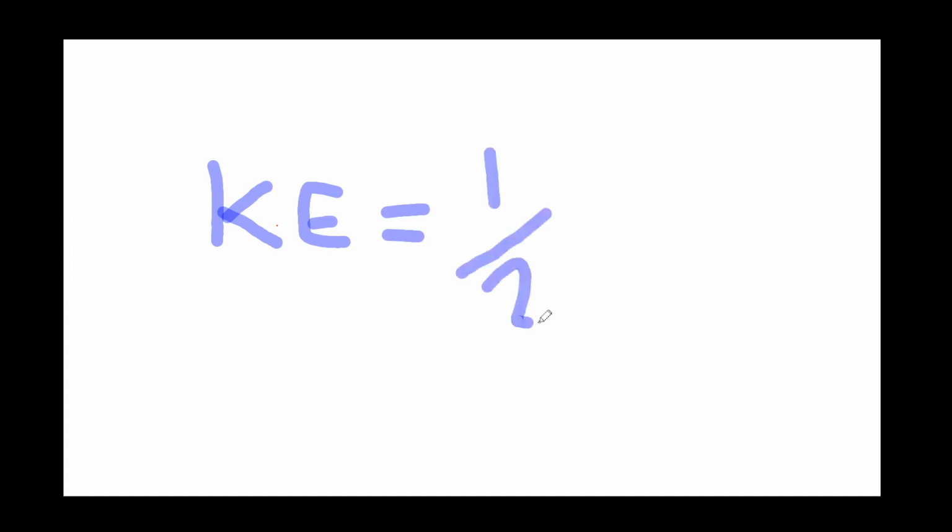The formula for kinetic energy, KE, is equal to half times mass times velocity squared. We're going to use this formula to work out the mass of a vehicle.